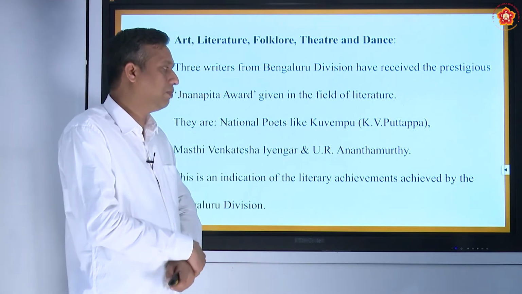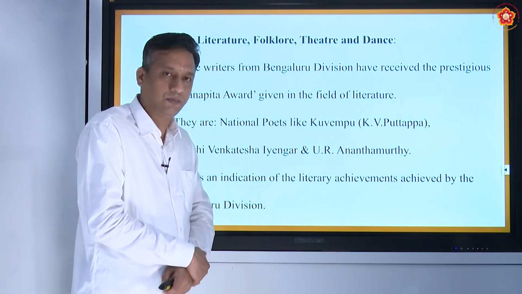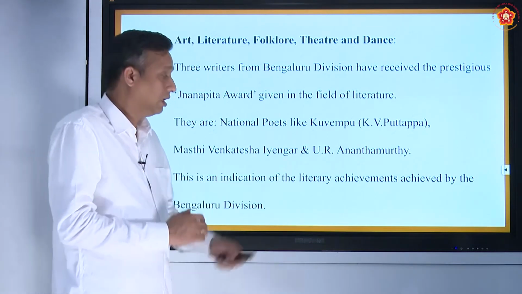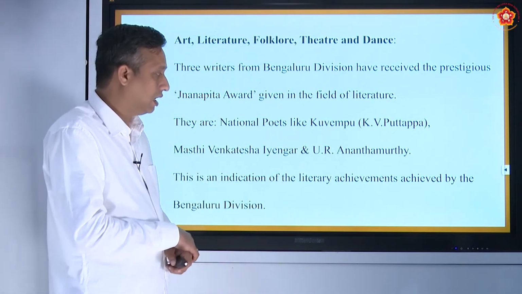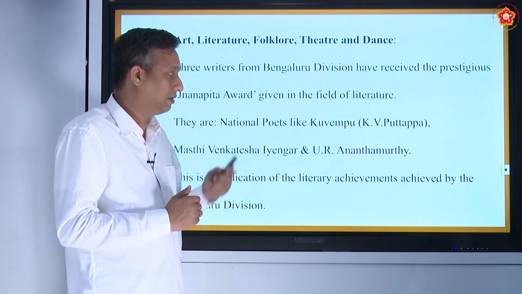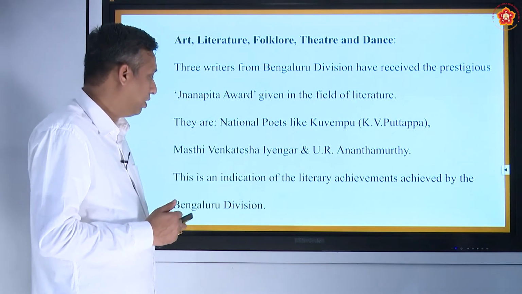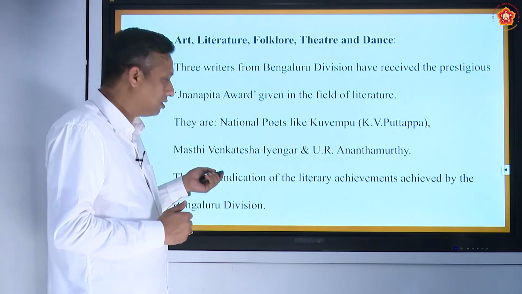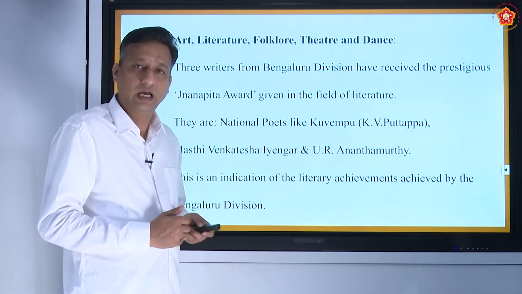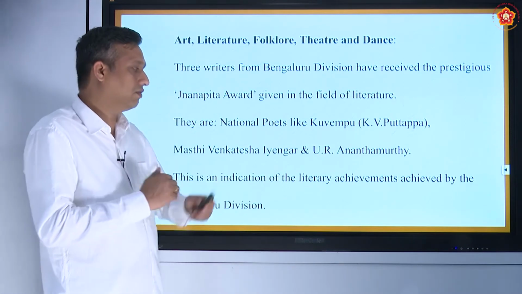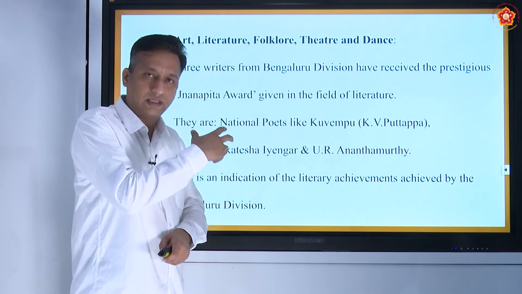For example, we have national poets like Kuvempu, K.V. Puttappa, Kuppalli Venkatappanavara Maga Puttappa. K.V. Puttappa is called Kuvempu. He has written a book, Ramayana Darshanam. Then Jaya Bharata Jananiya Tanujate is the song written by him, our Nadagite. So the great poet Kuvempu, Masti Venkatesha Iyengar, U.R. Ananthamurthy, these are the people who have received a Jnanapita award, and many more. This is an indication of the literary achievements of this Bengaluru division.